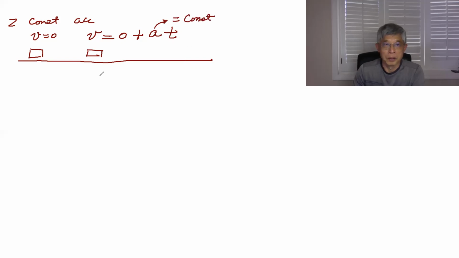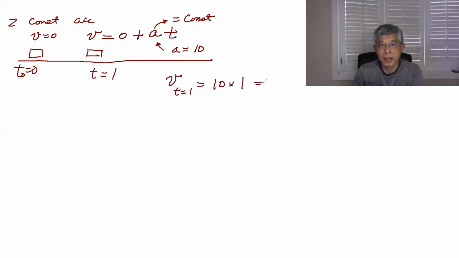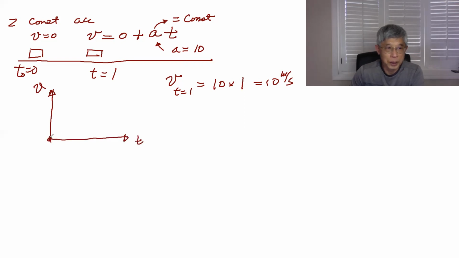So you can calculate if you know the time. For example, if time is equal to 1, we assume t0 is 0, and let's say acceleration is equal to 10. Then your v at time equal to 1 will be 10 times 1, which is 10 meters per second. So you know it's increasing. If we want to plot v versus t in this case, it will start from here and go up like that.